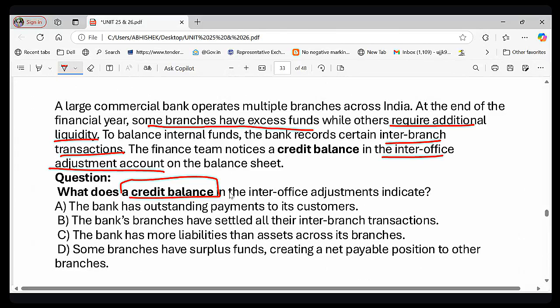So the big question is, what does this credit balance indicate? Option A, the bank has outstanding payment to its customer. Option B, the bank branches have settled all their interbank transactions. Option C, the bank has more liability than asset across its branches. Option D, some branches have surplus fund, creating a net payable position to other branches. What do you think? So let's see who can crack this question. Drop your answer in the chat. Is it A, B, C, or D?